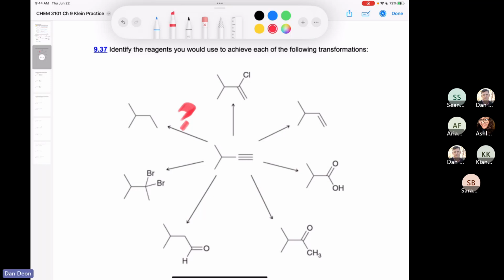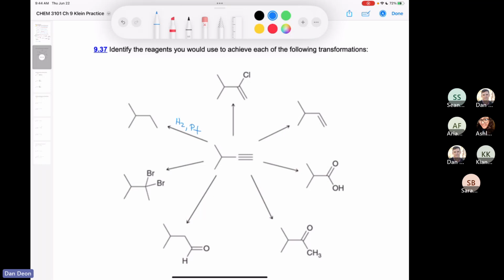So for this one, it's just going to be a straight ahead hydrogenation, right? Just hydrogenation using hydrogen gas and palladium, platinum, or nickel. All right, so that's just a straight ahead hydrogenation. We're going all the way from the alkyne to the alkane.